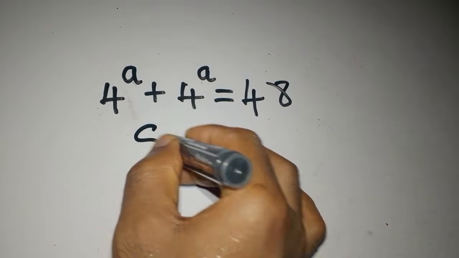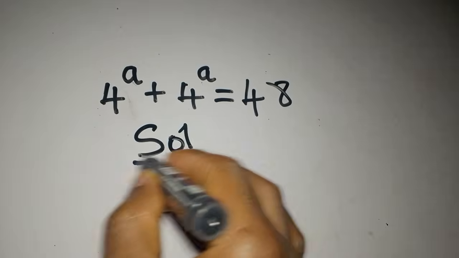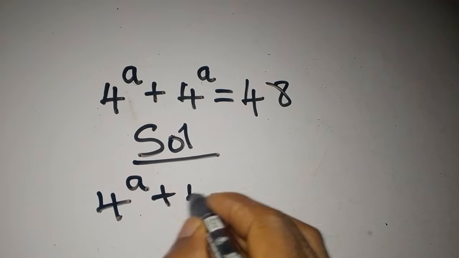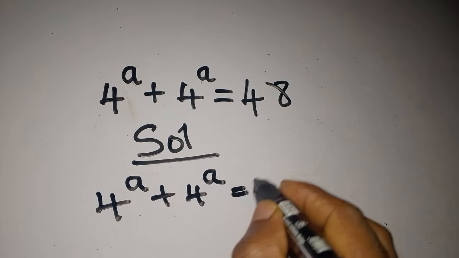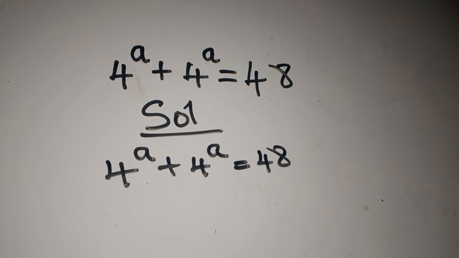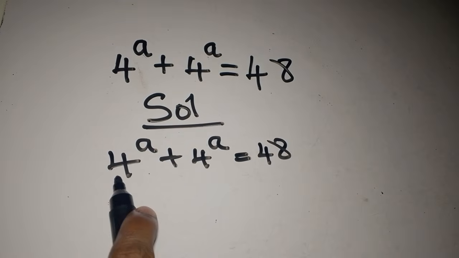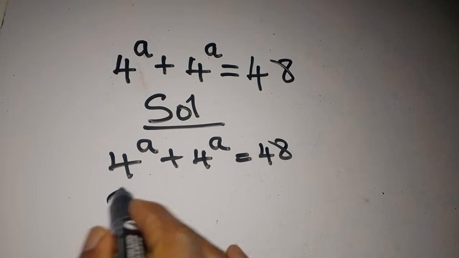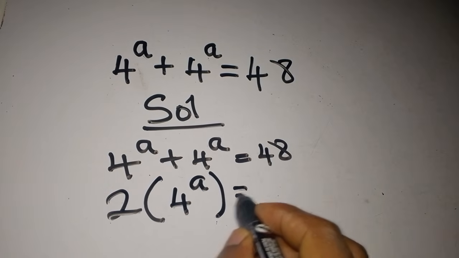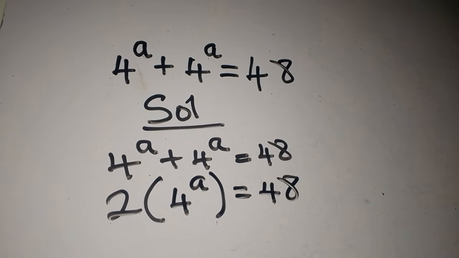Let's solve this problem here. Solution: 4 to the power of a plus 4 to the power of a equals 48. We want to solve this very quickly. Put these two together and you will have 2 of 4 to the power of a. This is equal to 48.